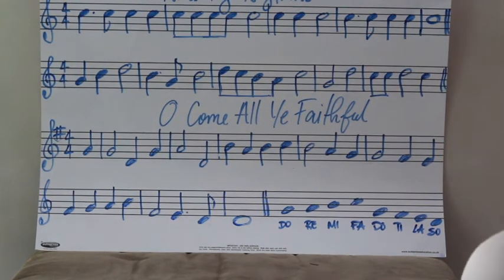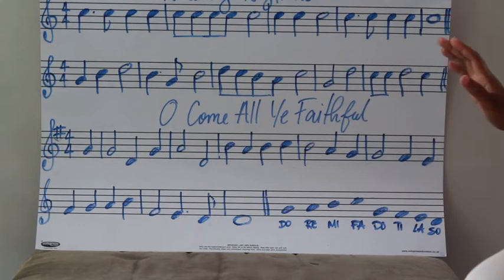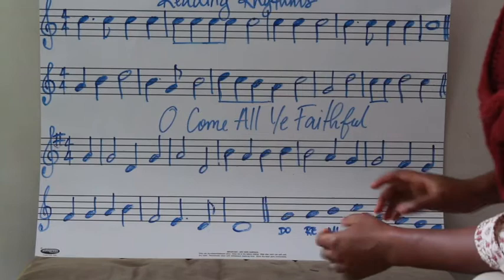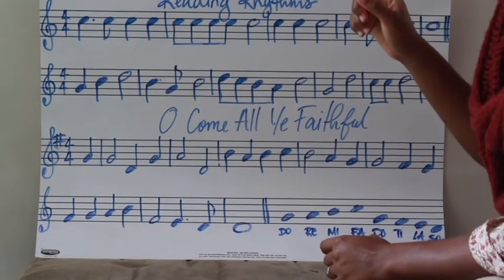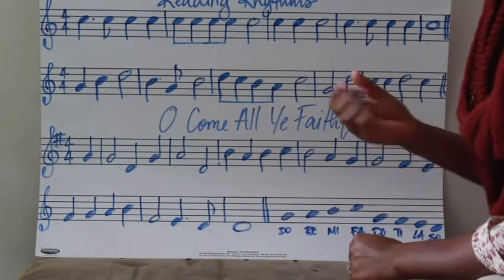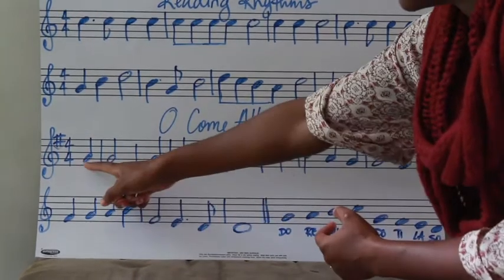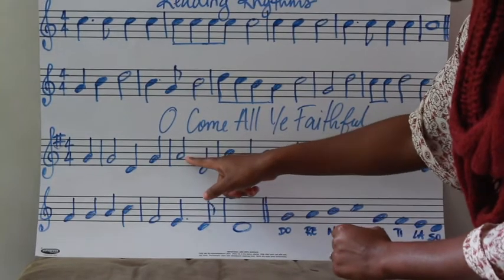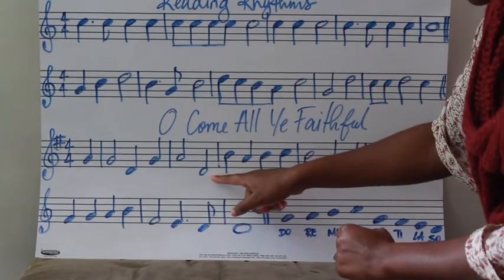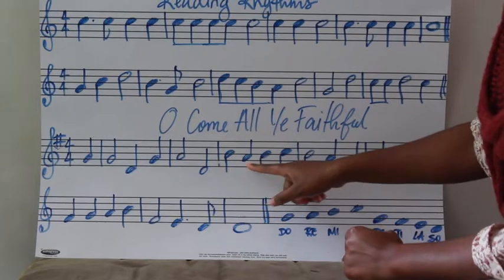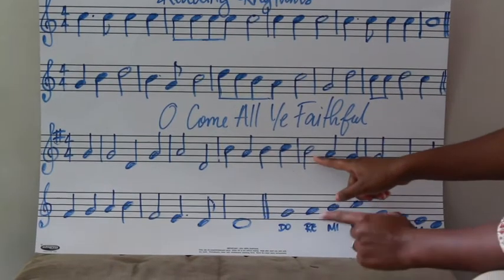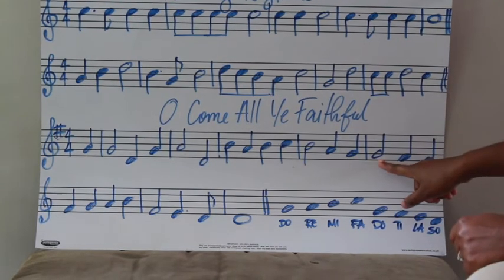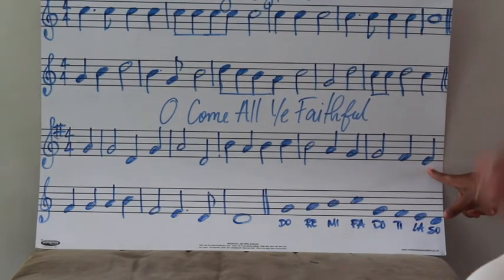Alright, so let's try and sing these two lines. Let's see how far we can go. Okay, so try and do it with me. So our do is do. 1, 2, 3. Do, do, so, do, re, so, mi, re, mi, fa, mi, re, do, do, ti, la.